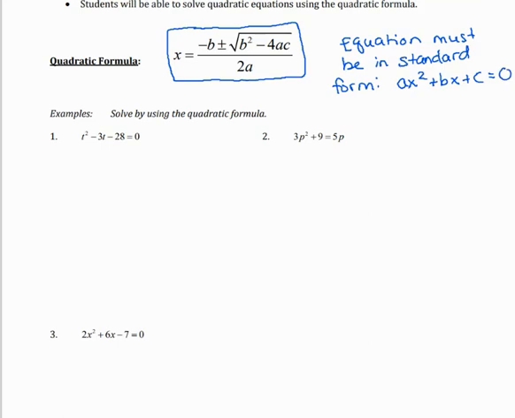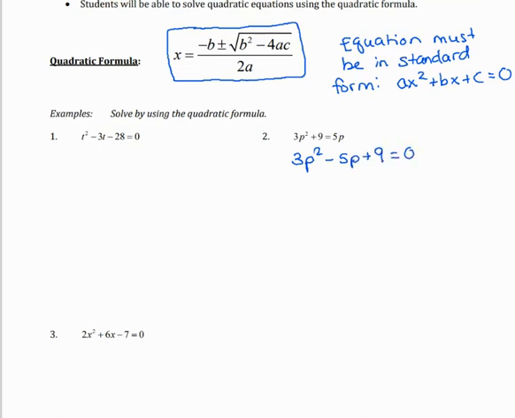All right, so let's look at an example together. Hopefully you remember how to do this though. I'll do number 2 with you. So for this problem, notice it's not in standard form. So the first thing I need to do is bring over that 5p. So we'll subtract 5p, and now we are in standard form.